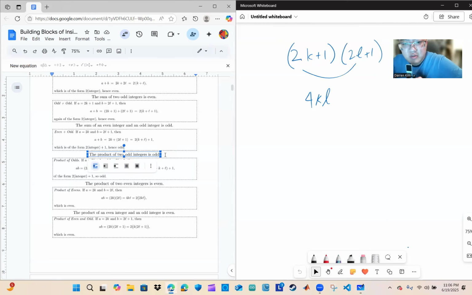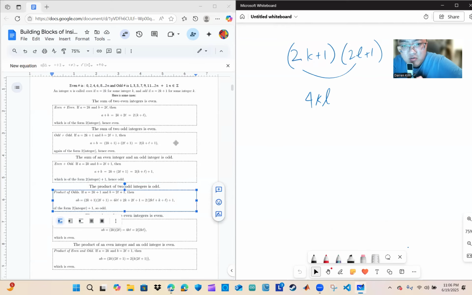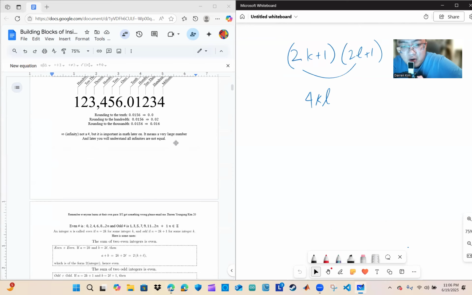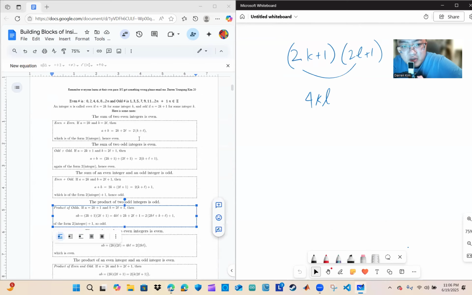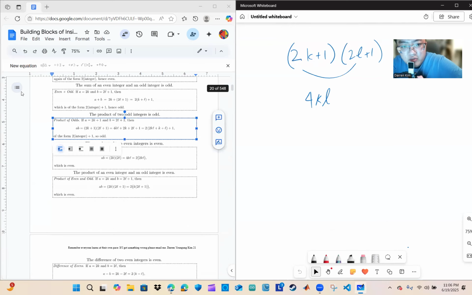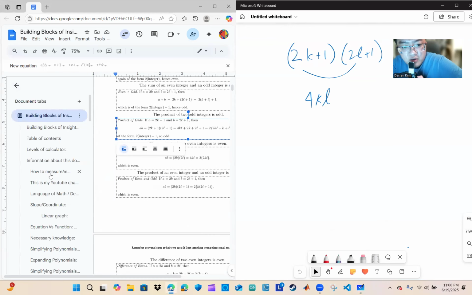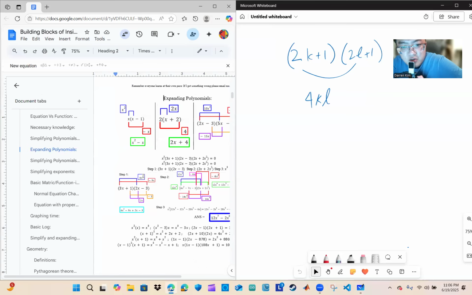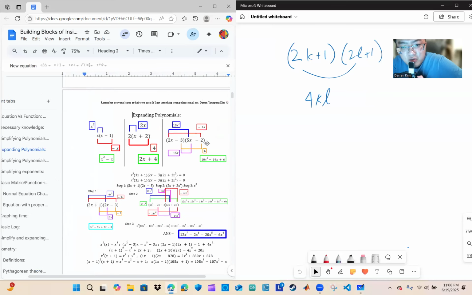Well, this is a little bit of a more advanced topic then. I can't really. Okay, let me change this real quick. Where's the expand polynomial section? Oh, darn me. So I'm just gonna move this up over here.